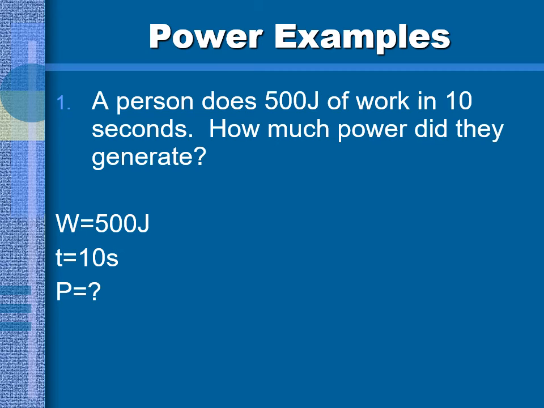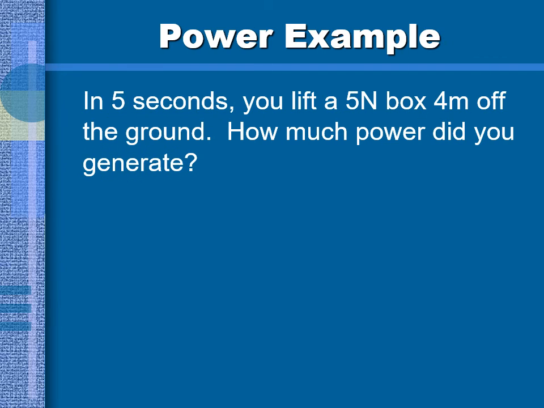Let's go to the next question. This is practice problem 4. A person does 500 joules of work in 10 seconds. How much power did they generate? Well, work is 500 joules and the time is 10 seconds. So 500 divided by 10 gives us 50 watts.